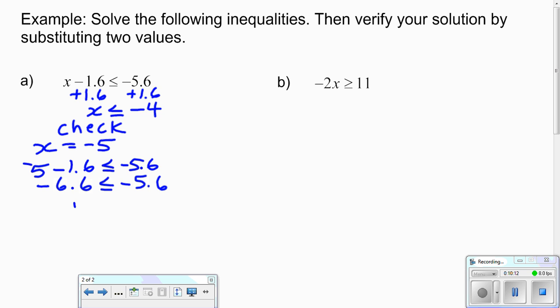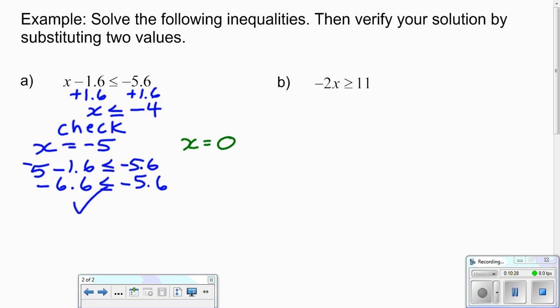Okay, and so that works. That's a true statement, but we need to substitute two values because we want to make sure that negative 4 is the right boundary point. So I'm going to pick an x that is greater than negative 4. I like to pick 0 when possible.